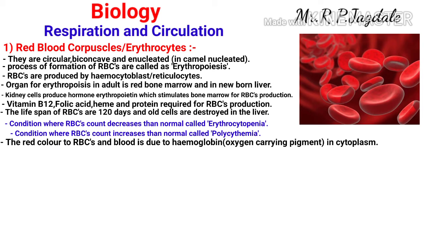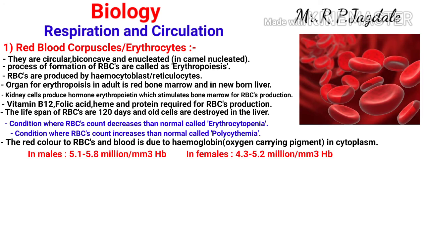Okay, that red color is due to the hemoglobin. It is an oxygen carrying pigment. In hemoglobin, heme is the iron and globin is a protein, and it is present in the cytoplasm of the RBCs. The count of hemoglobin, or the volume of hemoglobin, is different in males and females.